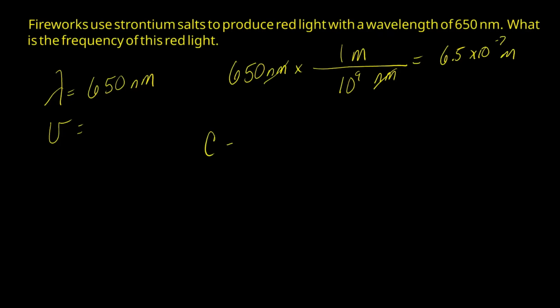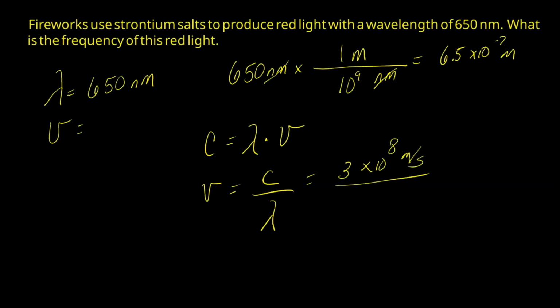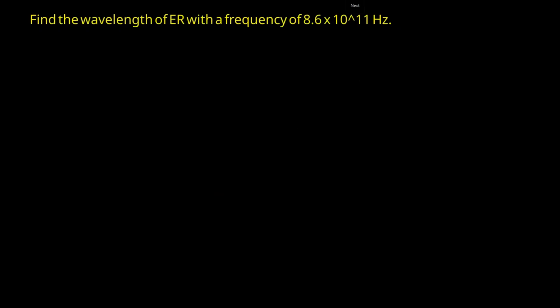We can say that speed of light is equal to the wavelength times the frequency. And we're looking for the frequency, so the frequency is equal to the speed of light divided by the wavelength. So it's 3 times 10 to the 8th meters per second divided by 6.5 times 10 to the negative 7 meters. This will give us 4.62 times 10 to the 14. That will be hertz.